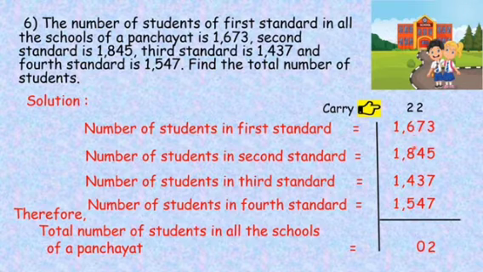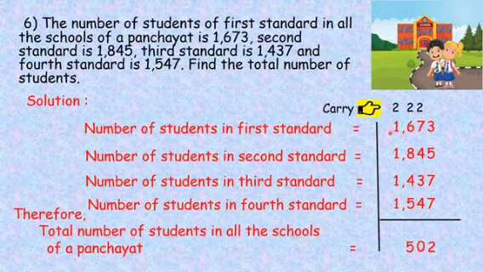Now 2 plus 6 plus 8 plus 4 plus 5 gives us 25. So 5 at the bottom, 2 carried over. Now 2 plus 1 plus 1 plus 1 plus 1. Totally 4 plus 2 is nothing but 6. So it is 6,502 students in all the schools of the panchayat.